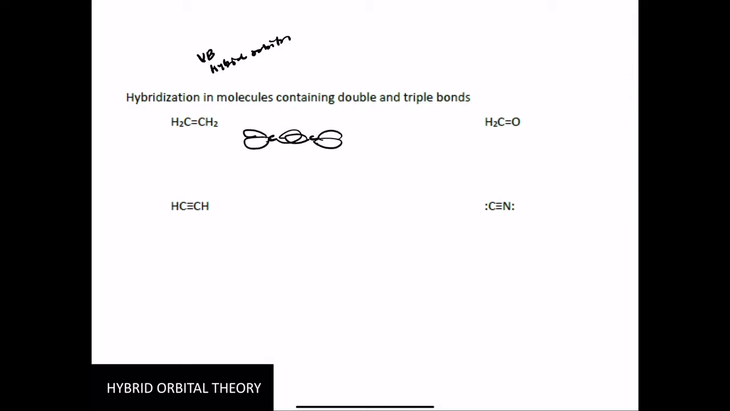I've just drawn a sigma bond. What goes here, here, here, and here, those are all 1s orbitals. Those are also sigma bonds. So this picture has explained all 1, 2, 3, 4, 5 sigma bonds in this molecule. We have to explain the pi bonds.